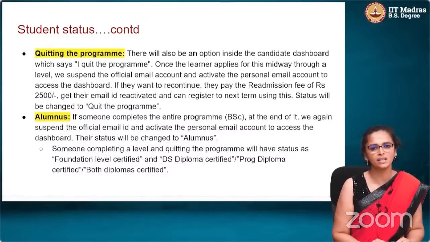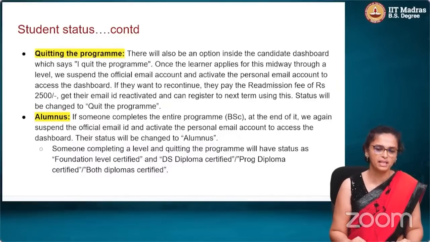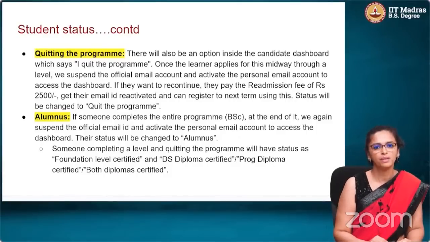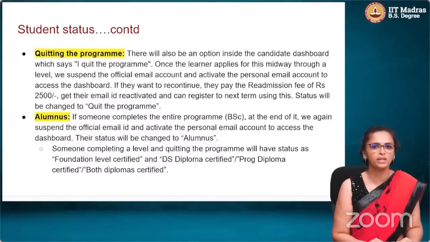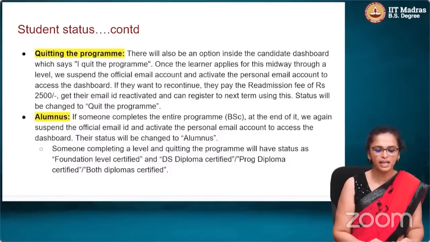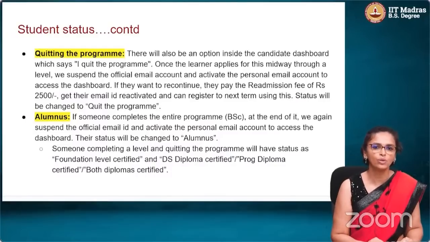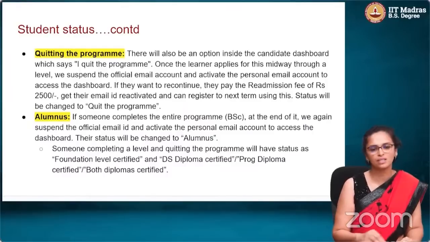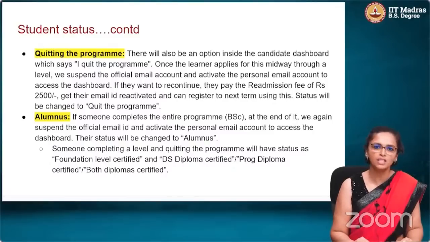And the last status that we have is alumnus, where students completing the BSc level or the BS degree become alumni of IIT Madras. So we will also send this list to the IIT Madras alumni office. There are procedures and processes by which you get registered with them and become part of the alumni group. So there will be some interfacing we will do between you and them, and you can become an alumnus of IIT Madras. For those completing 1 or both diplomas and quitting the program, there is no alumni status awarded. It's only for the BSc and BS degree completed students.